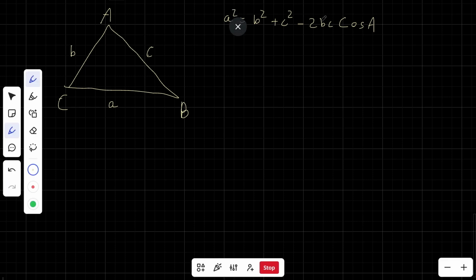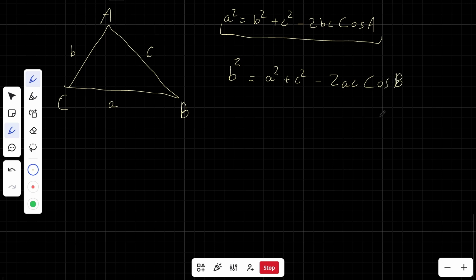And so you could change this formula here if you wanted, and you could have b, the b length, as the subject. So you could have b squared equals a squared plus c squared minus 2ac cos capital B. So you can rearrange these letters so long as you're consistent with it.